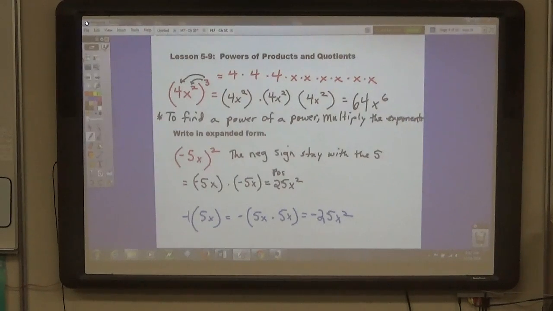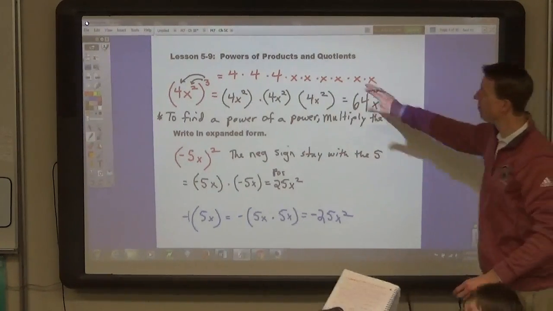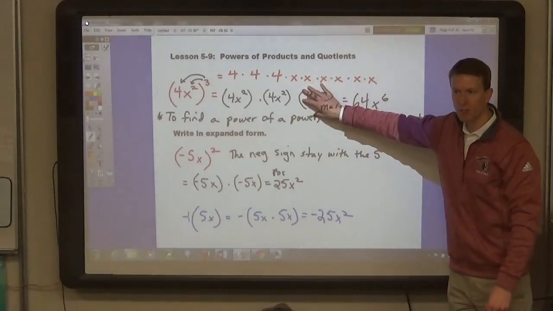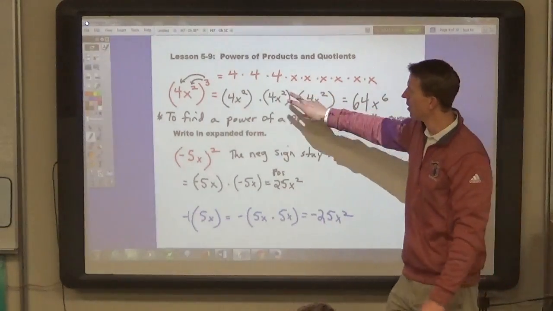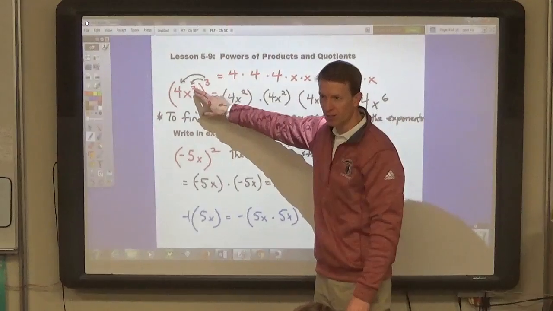In lesson 5.9, we're going to talk about exponents with fractions. Okay? So this is a review of what we did with the exponents before, where you have a power of a power.